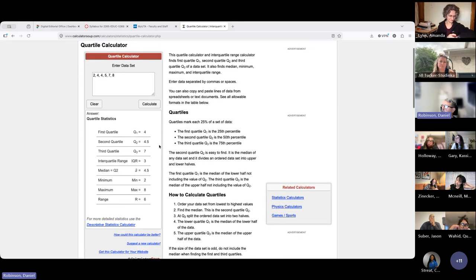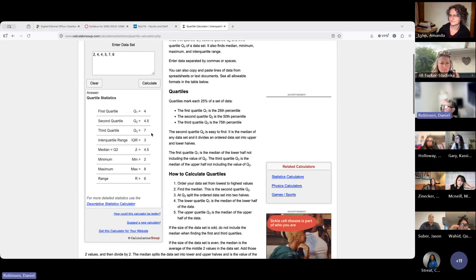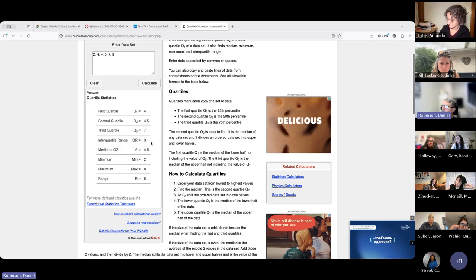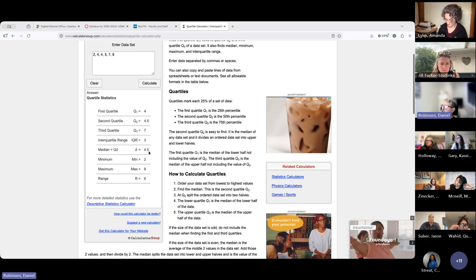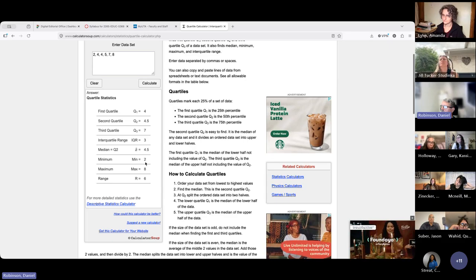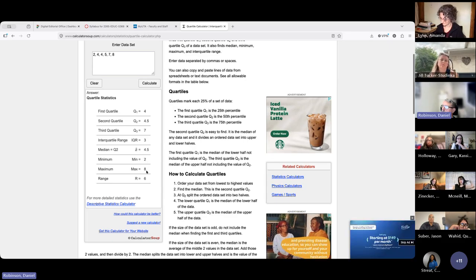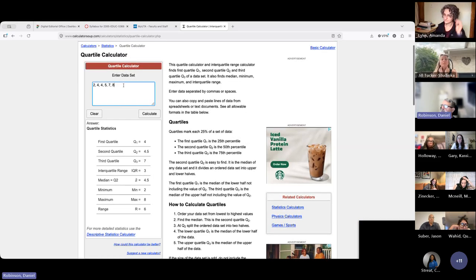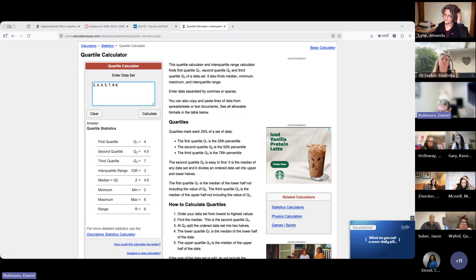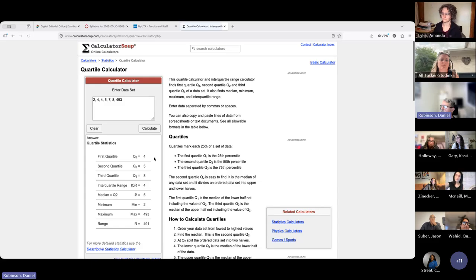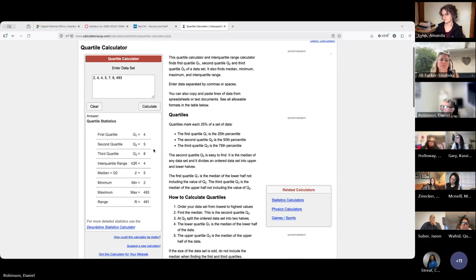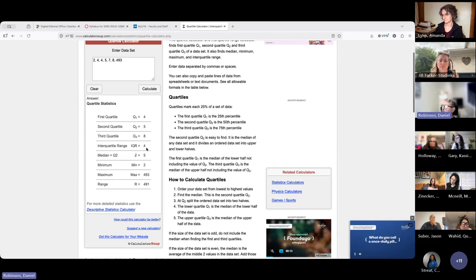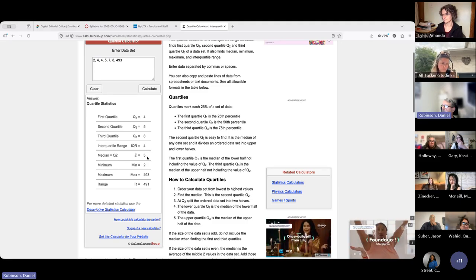It's going to give me the first quartile, the second quartile, the third quartile, the interquartile range. The median was 4.5. Minimum, maximum, meaning the lowest score, highest score, and it gives me the range. That's all I need, right? And if I want to add in that, was it 493? You can see that I'll get the same numbers that I had before. I've got interquartile range of 4, median of 5.